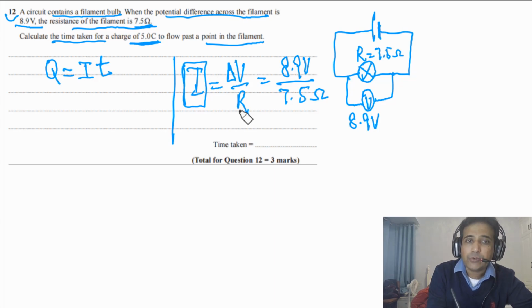If we have these two values, you can calculate resistance. Now if we simplify this one, we will get 1.19 amps. So this is the value of current.